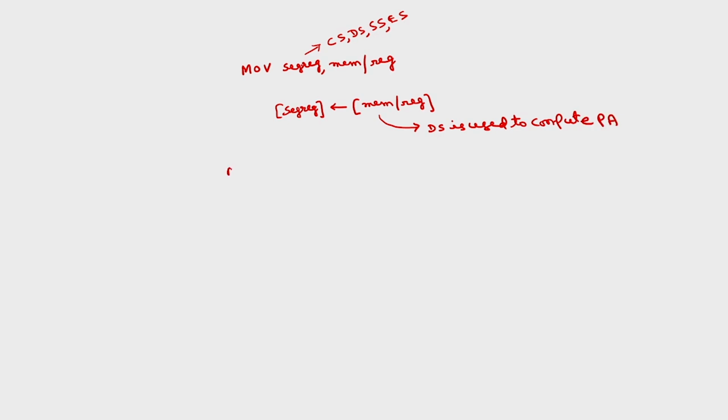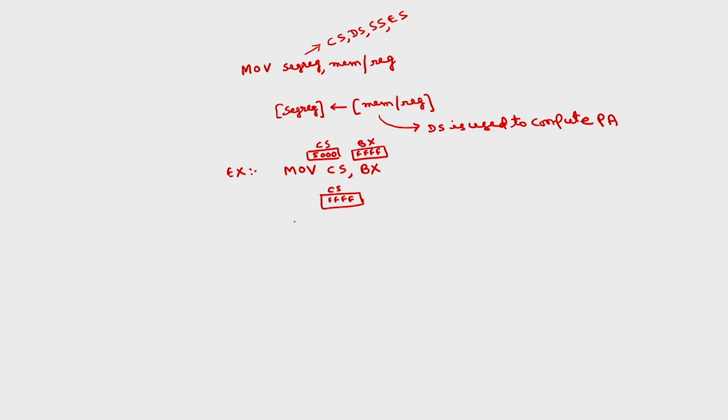If I take an example, move CS comma, say register BX simply. Whatever the contents of BX will be transferred. Before this, if the contents of CS is 5000 and BX is FFFF, say, then after this CS will be loaded with FFFF. This is the example of data transfer from register to segment register.